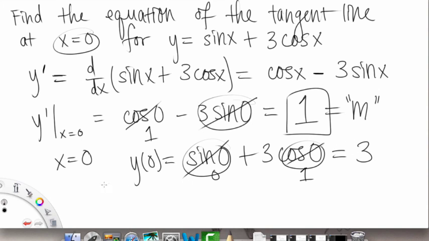So the slope of our tangent line is 1, and the point is 0, 3. Let's plug that in on the next slide to find the equation of our tangent line. Again, the slope is 1, we found that to be 1, and the point is 0, 3. This is our xy point.